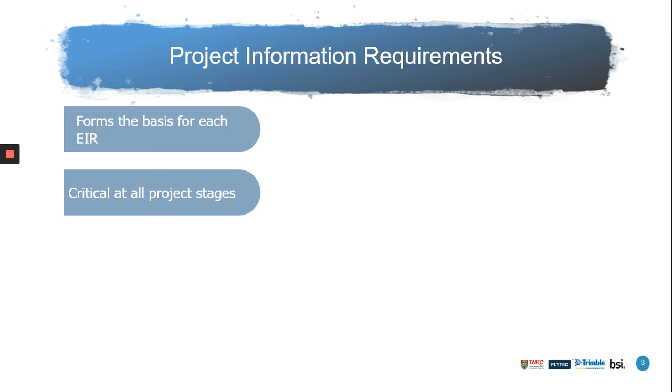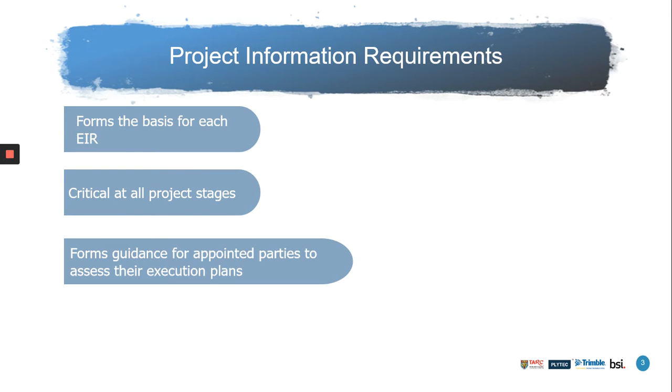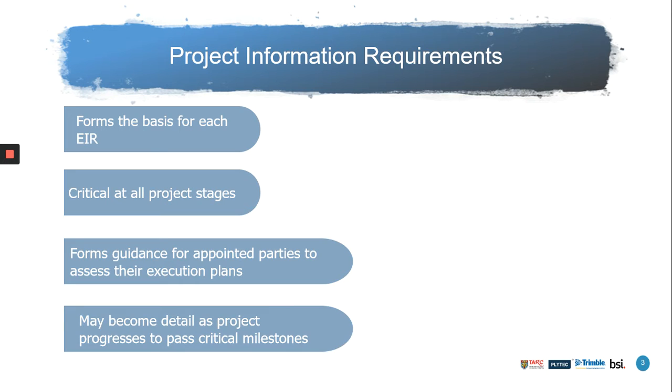So the project information requirement forms the basis for each of the EIR. They are critical at all stages of the project, and they form the guidance to how to appoint the parties. And by having the guidance to appoint the parties, they'll be able to assess their execution plan. And as it goes on, as the project passes critical milestones such as the design phase, the construction phase, then it will become more and more detailed.